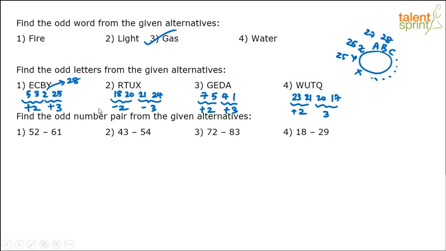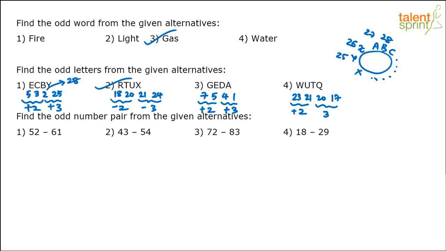So clearly, the odd one here is option 2. 5 minus 3 is 2, 28 minus 25 is 3. 7 minus 5 is 2, 4 minus 1 is 3. 23 minus 21 is 2, 20 minus 17 is 3. But in this case, it is giving us minus 2 and minus 3. So option 2. Now, there are different ways of looking at it.